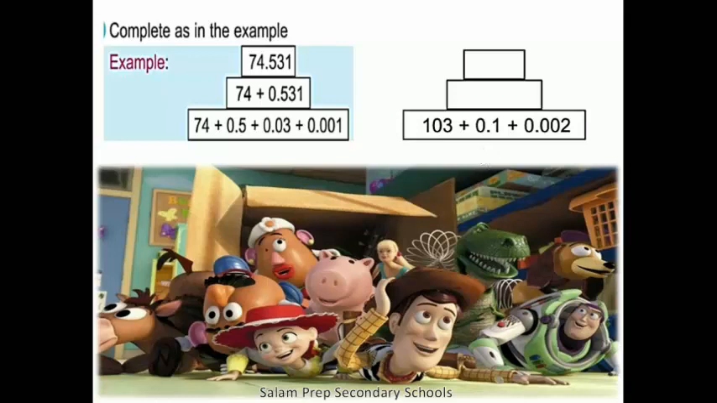But take care. The missing decimal number, okay? We will begin with the expanded form. 103 plus 1 tenths plus 2 thousandths, okay? This is the whole number, 103, and this is the decimal number. 103 and 102 thousandths.